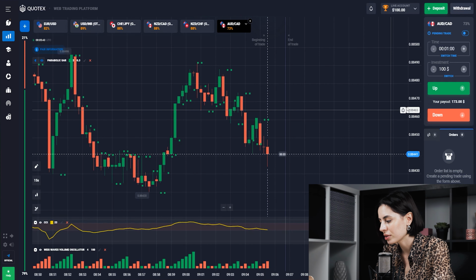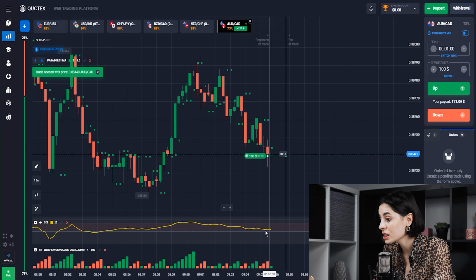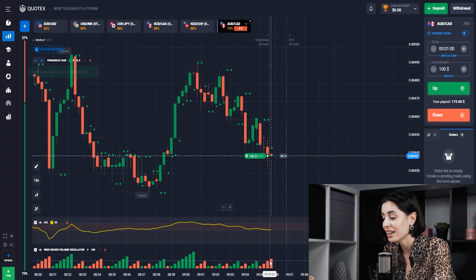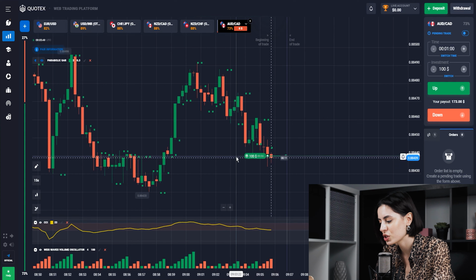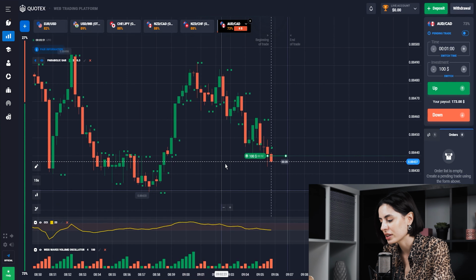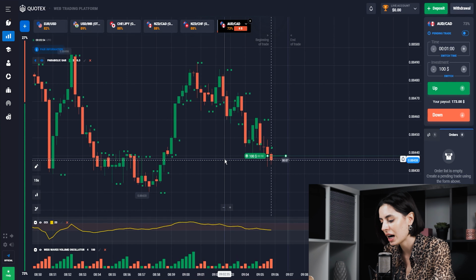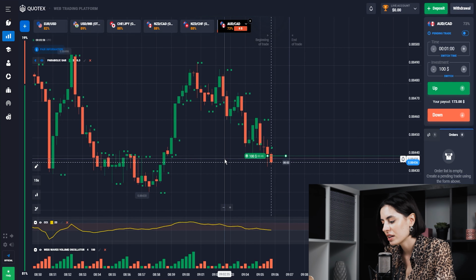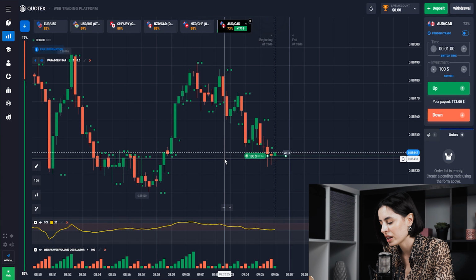Just look at this parabolic SAR. It looks so weird. A few dots and switch, a few dots and switch. So I made my bet for an upward movement, and look how it is looking. It actually changed a little because it's more and more visible when this indicator is stated like that.